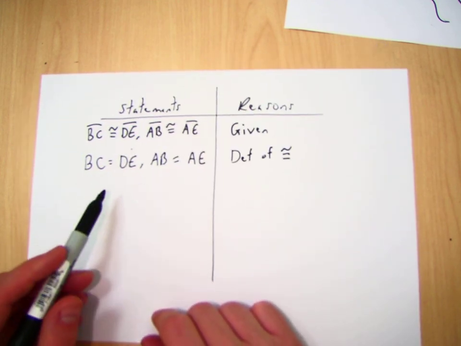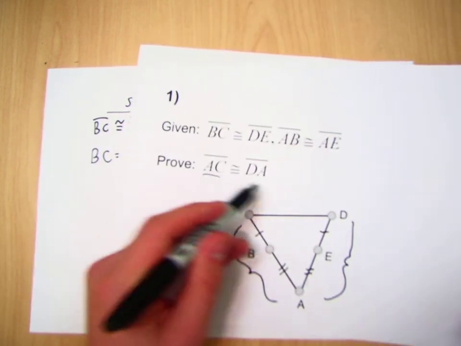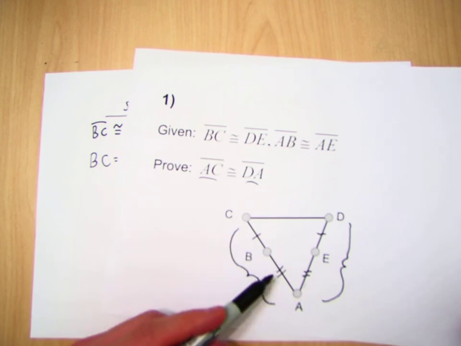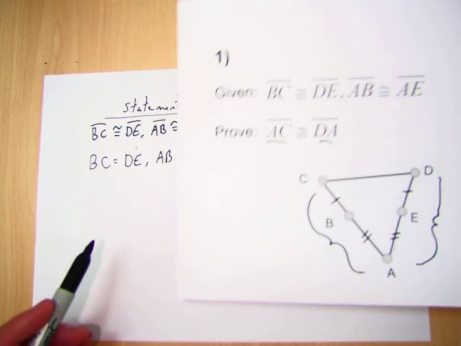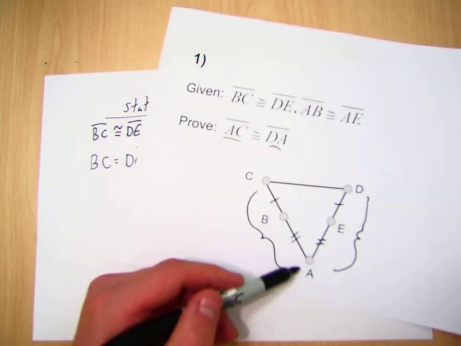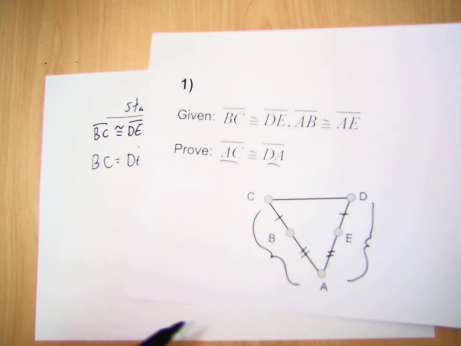Now where to go from here? Well, I have to look at where I'm going, and I know I need to ultimately get AC and AD, and that's these big long segments. I know that they're made up of these little segments, so why don't we use that to our advantage? So I'm going to say here that AB plus BC is equal to AC, and similarly with the other side. So let's take a look at that.